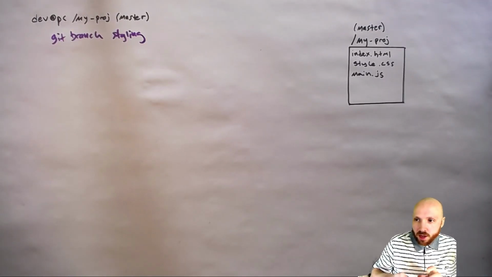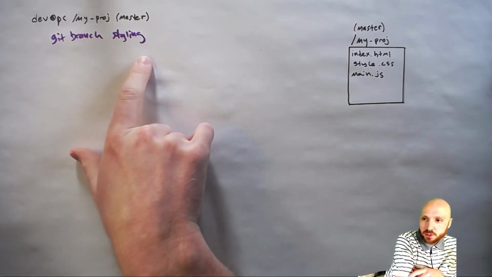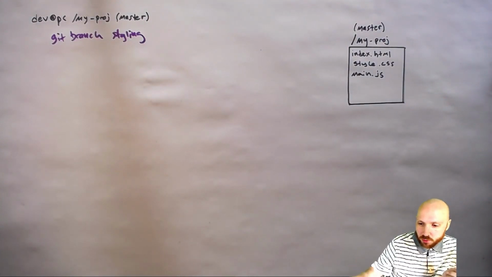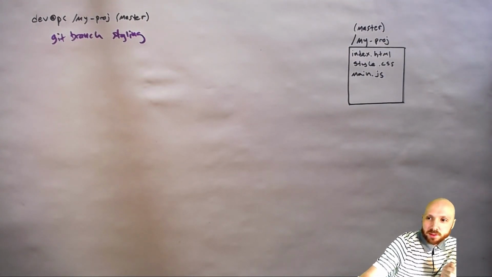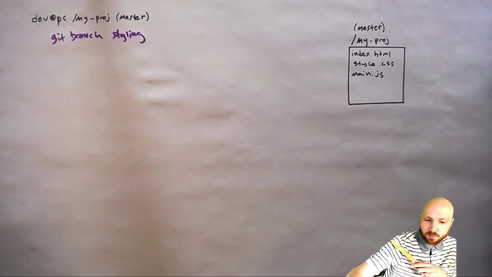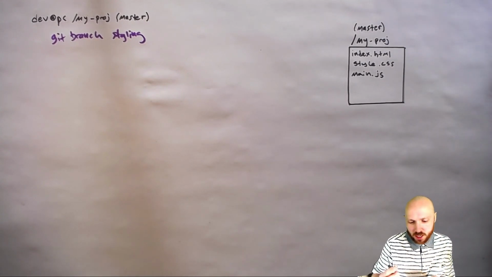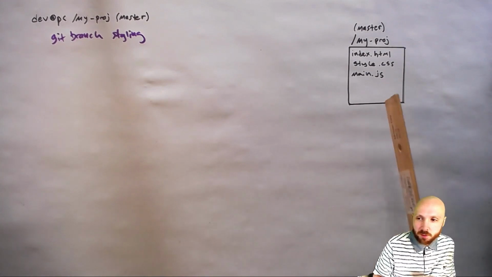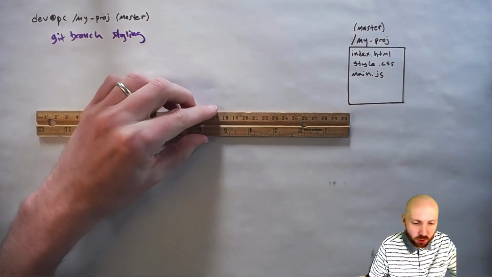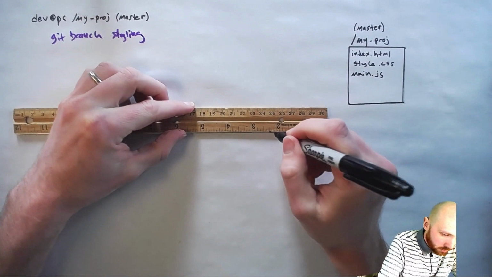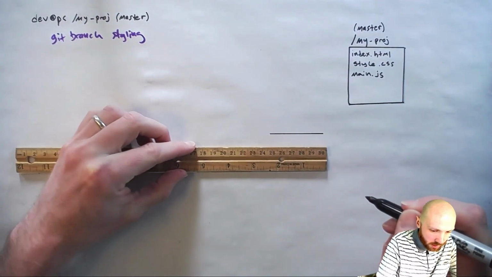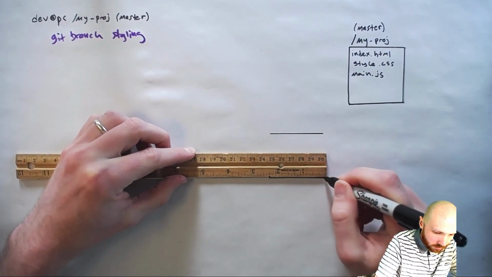So as soon as I issue this command, git branch styling, assuming there's no styling branch already, that snapshot is going to be created. So I'm going to diagram what this would look like. It's all of the same files that are currently in my master branch, but it's going to kind of go over here. Make sure my lines are good.